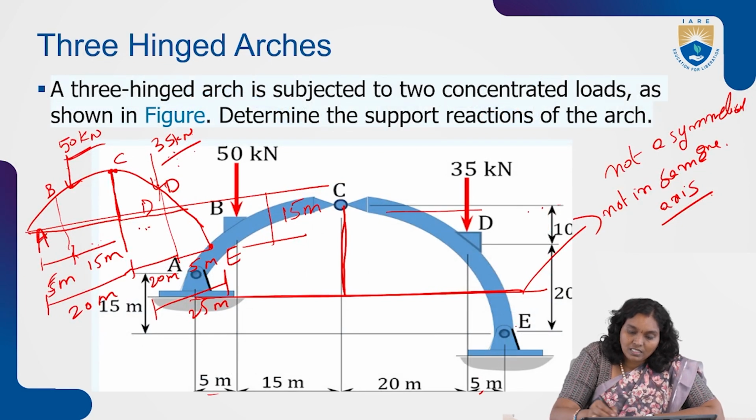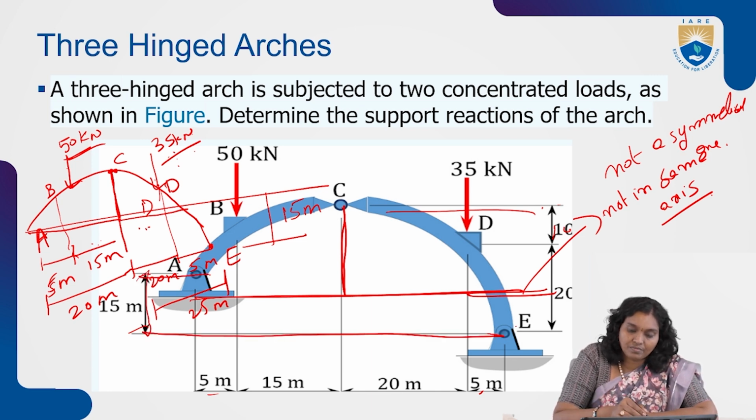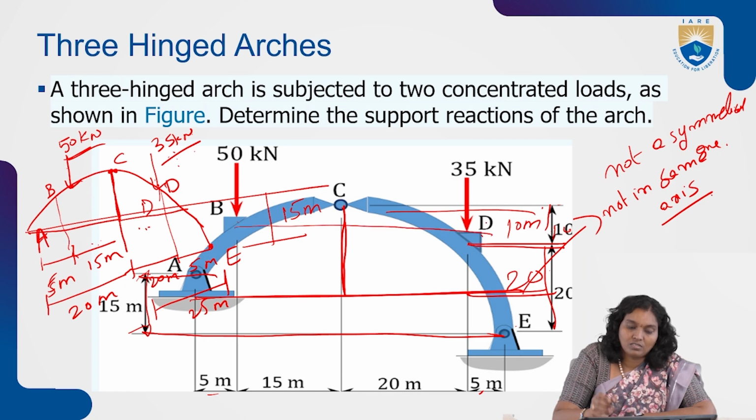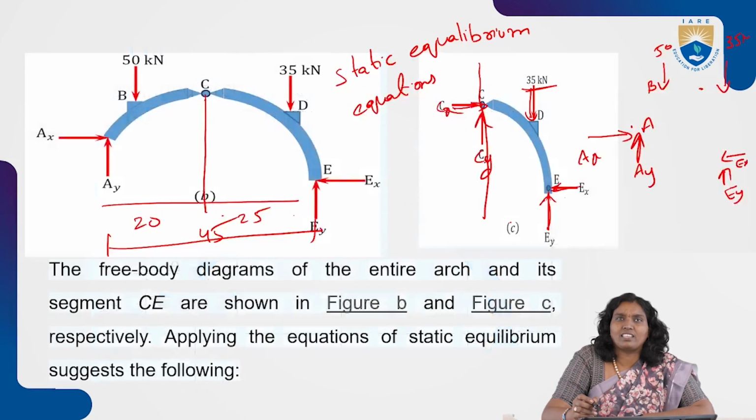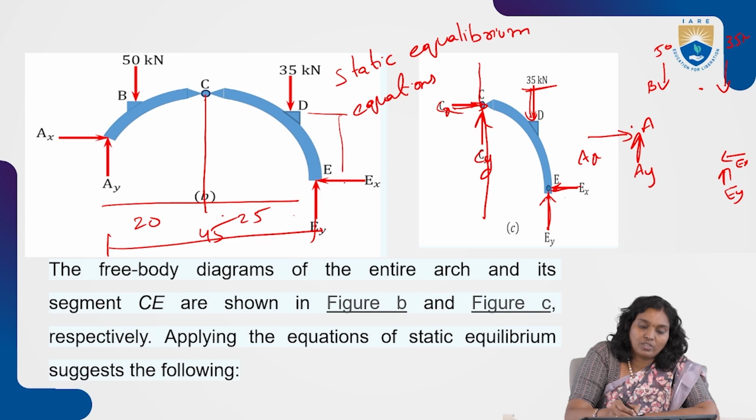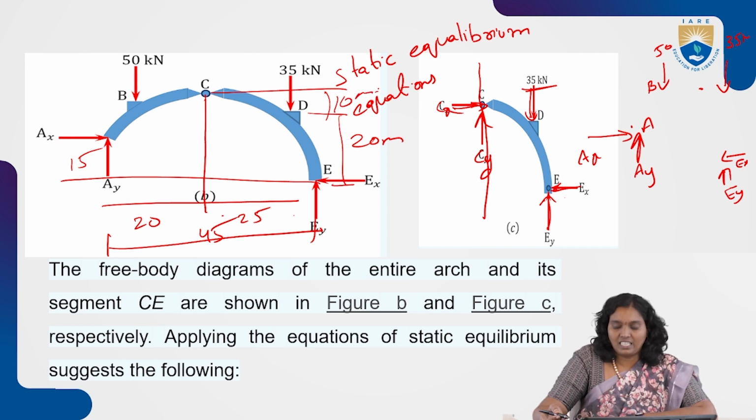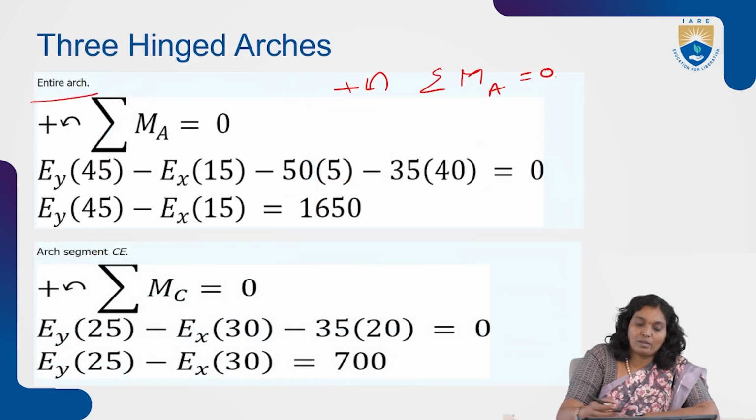From C to A is 10, from A to E is 15, and D to E is 20, from D to C is 10. So like that from B also, same. So like this we have to remember. From D to E, from here to here it is 15, from here to here that is 20, from C to D is 10. These are the distances. Now we have to write the moment equation.